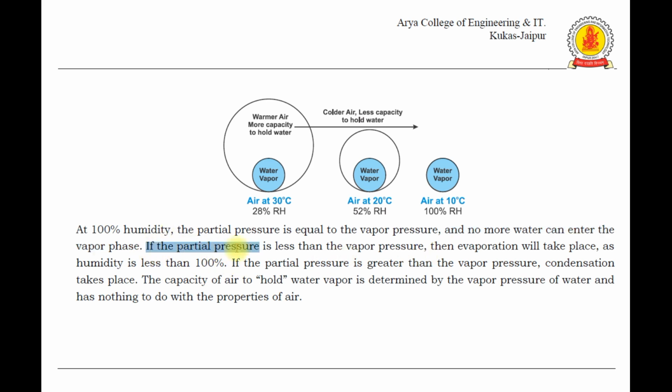If the partial pressure of the mixture is less than the vapor pressure of water present nearby, then evaporation will take place. If partial pressure is greater than vapor pressure, then what will happen? The vapor from the air will start condensing.